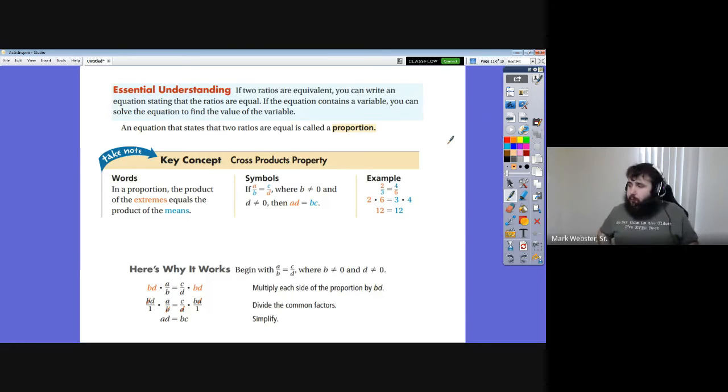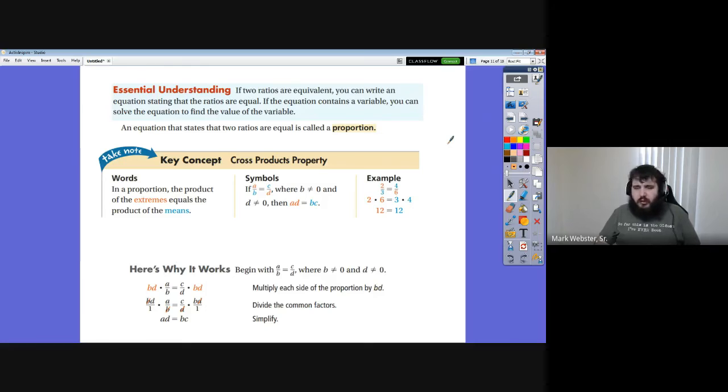All right. So let's talk about proportions. So a proportion is basically when you take 2 ratios and set them equal to each other. Basically, a fraction equals a fraction. And obviously, as we go through this, we're going to want to talk about if there's a variable somewhere up in there and how do we deal with that.